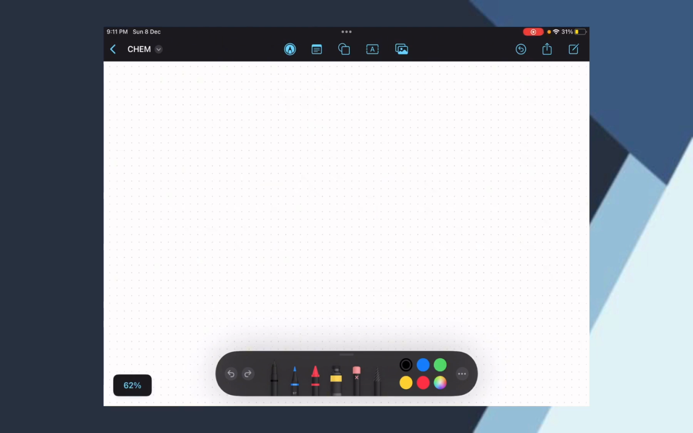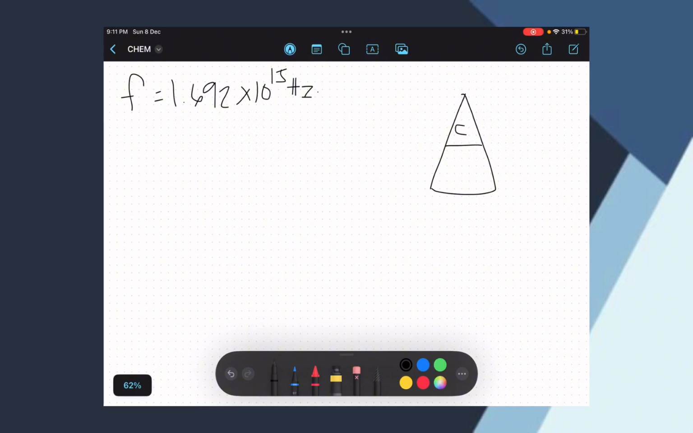Now, what if we are asked to find the wavelength? If we are given a frequency of 1.692 times 10 to the power of 15 hertz, we are going to use the triangle, which is C over frequency times wavelength. We are asked to find the wavelength, so the wavelength is equal to the constant over the frequency.